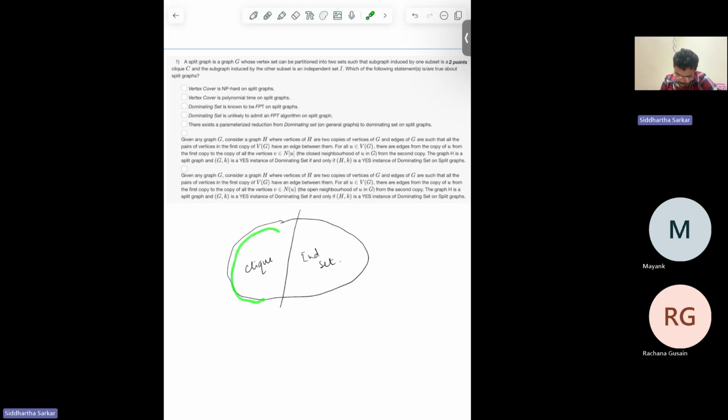So you are given a split graph, and you know which part is the clique and which part is the independent set. You know the partitioning of the vertex set such that one part is the clique and the other part is the independent set. So concentrate on the part which is the clique. Let us say there's a set of vertices that form the clique.